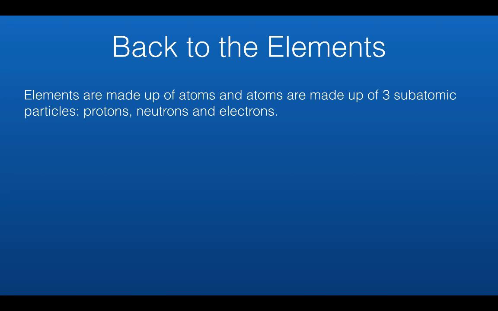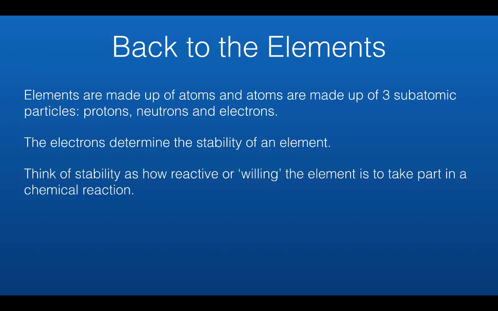Well, back to the elements. We have learnt that elements are made up of atoms, and atoms are made up of protons, neutrons, and electrons. The electrons determine the stability of an element. We can think of stability as how reactive or willing the element is to take part in a chemical reaction.